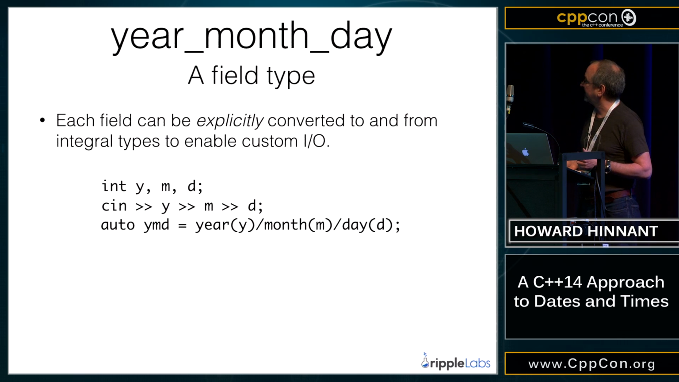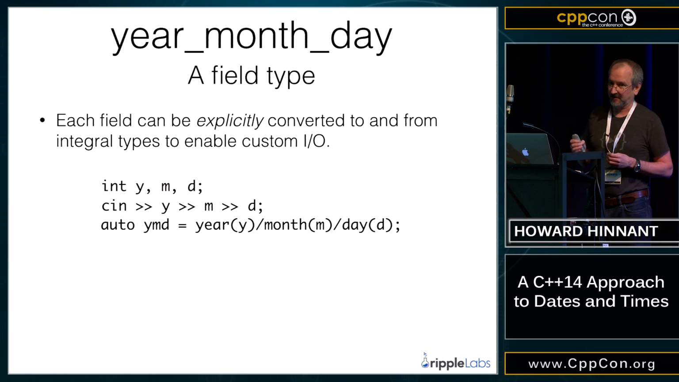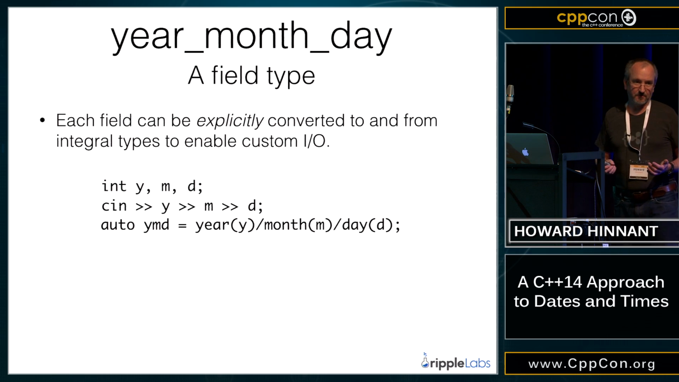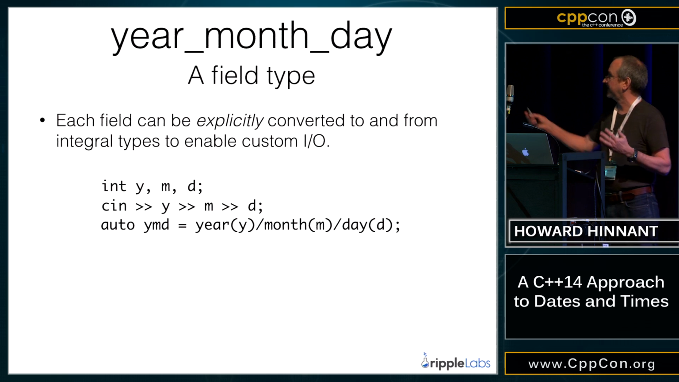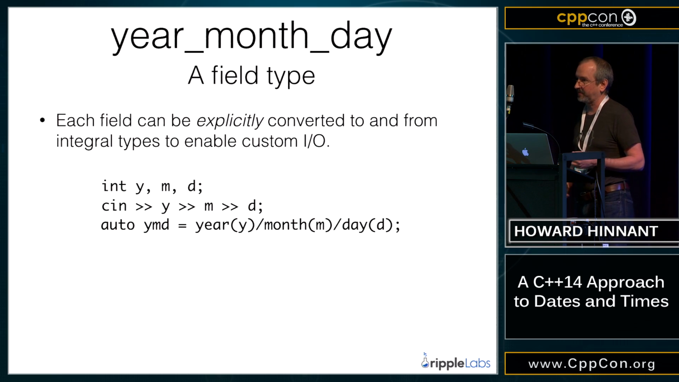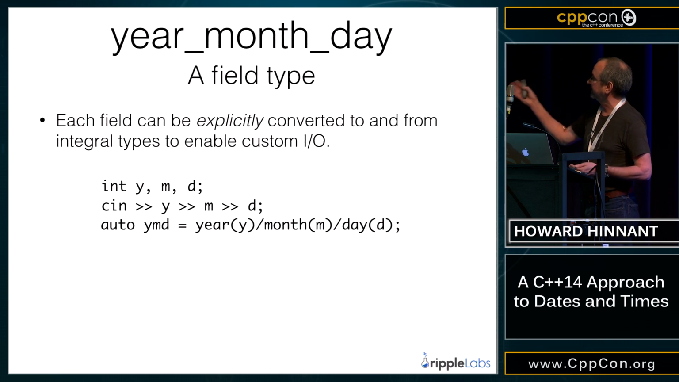Here's an example of doing that. Each integral type is explicitly, not implicitly, explicitly convertible to the year, month, and day and back so that you can develop whatever formatting or parsing you need to. Here, I can read in 3 ints with no formatting at all and easily form a year, month, day object.